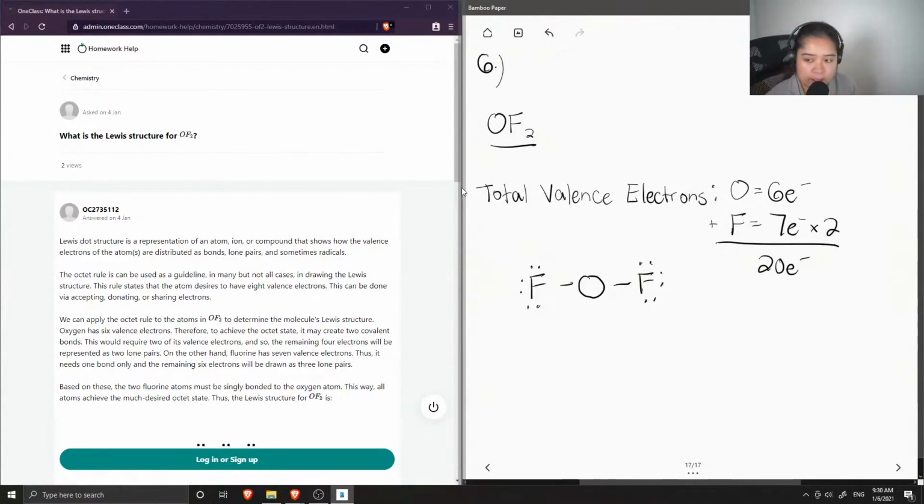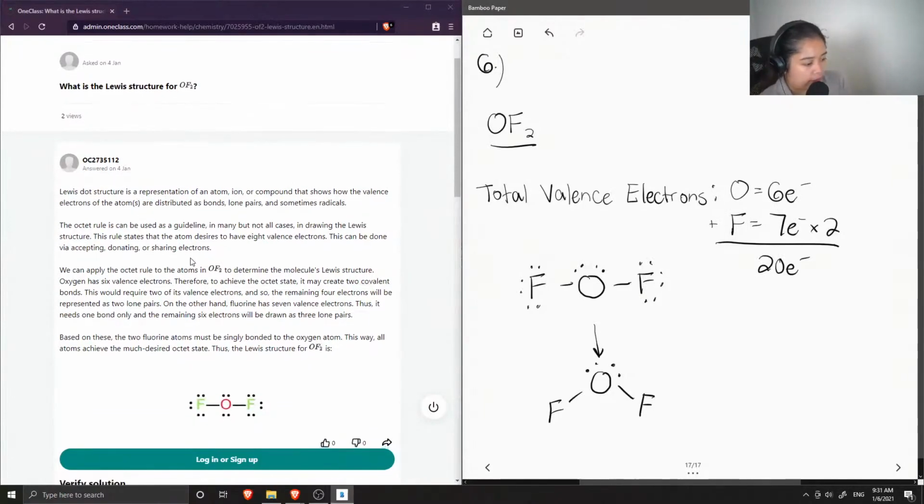And notice that oxygen doesn't have a full octet yet, and we've only drawn 16 electrons so far. So we need 4 more, so I'm just going to draw them in the form of lone pairs on the oxygen atom. So we can draw this showing how the molecule is bent. And this is the Lewis structure for oxygen difluoride.